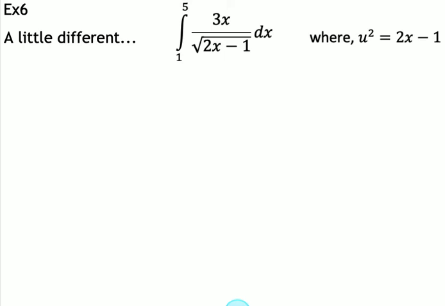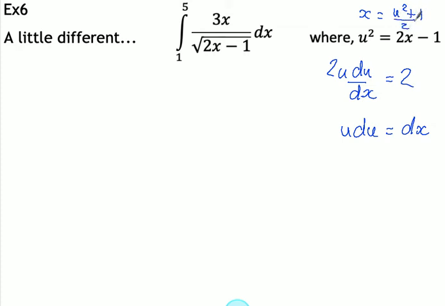Okay. Now this one's a little bit different. The substitution we are given still, but it's in terms of u squared. Okay, it's exactly the same idea. We're going to have to differentiate first, but we're going to have to differentiate this implicitly. Okay, so u squared with respect to x is going to be 2u du by dx, and that is equal to 2. So u du is equal to dx. Okay. Also worth pointing out that x is equal to u squared add 1 over 2, just in case that's useful.